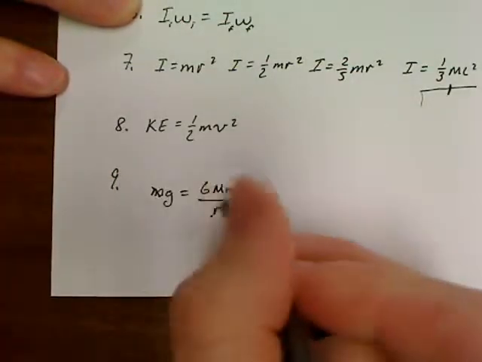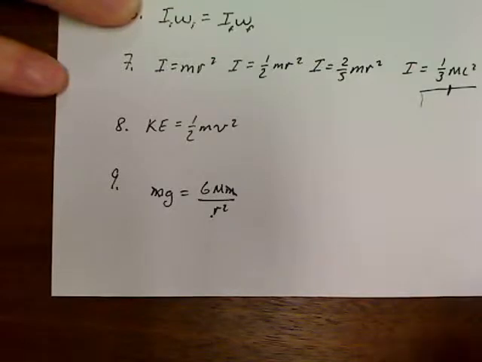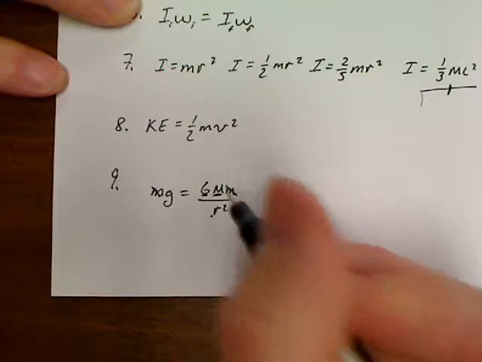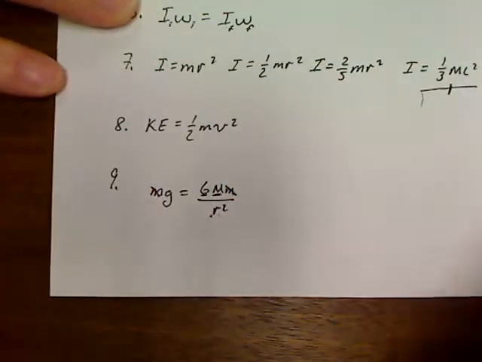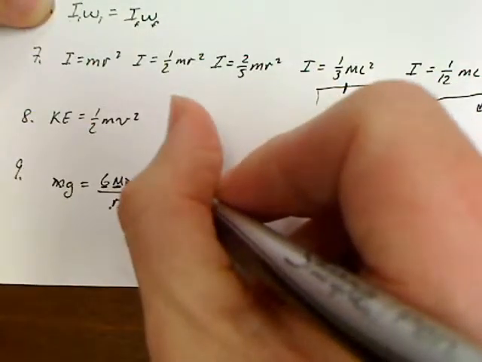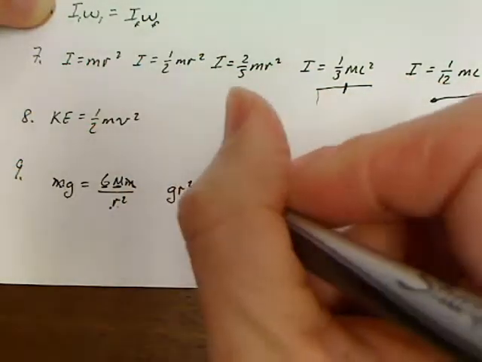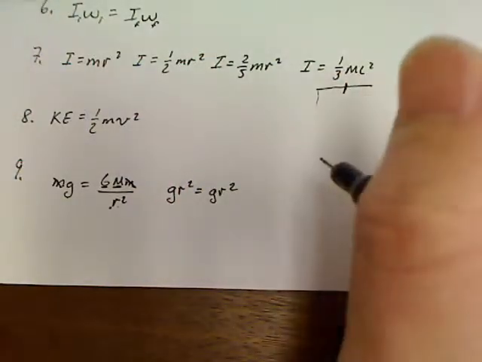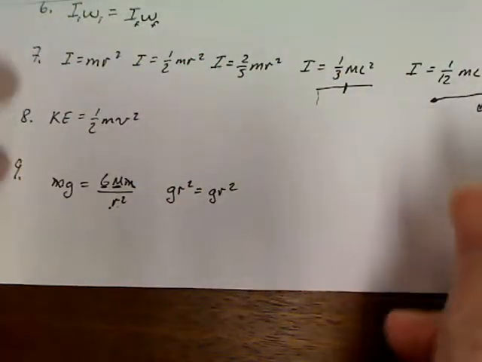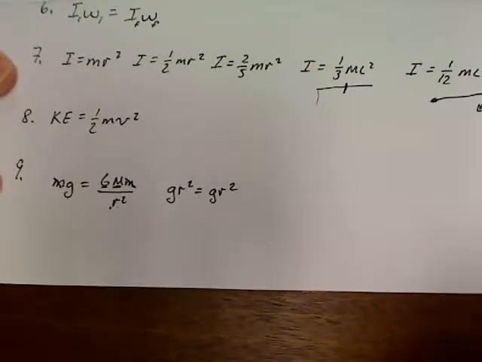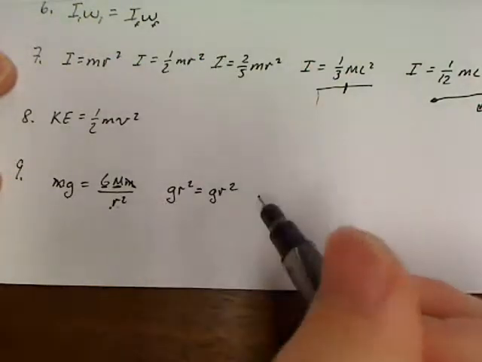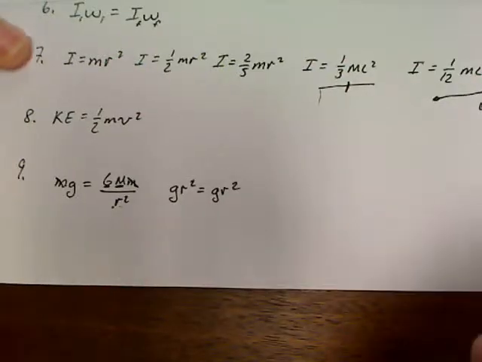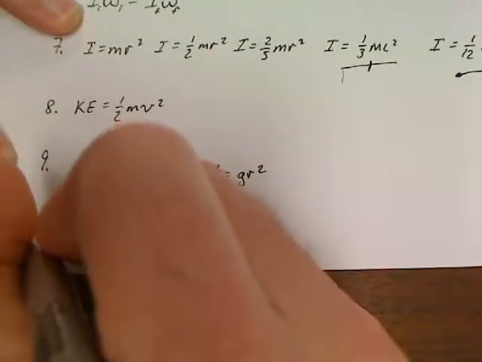So if you take a look, mass cancels out. What stays the same? G is a constant, and if you're on a planet of the same mass, M is a constant. So all you're left with is g and r squared. So you've got the equation g r squared equals g r squared. So there's our little proportion equation for whenever we've got planets with the same mass but different radiuses, we can compare their gravities.